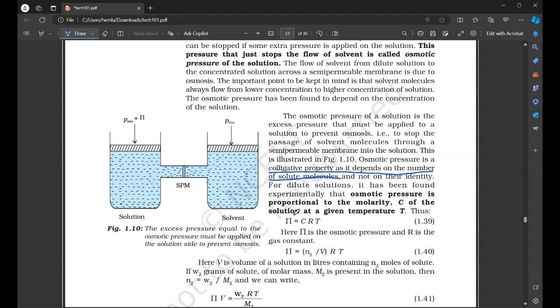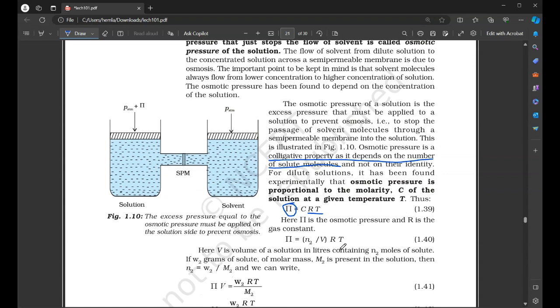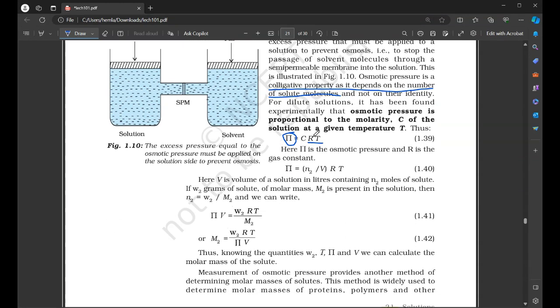तो ये जो होता है ये है osmotic pressure, which is proportional, which is equal to CRT. R is the gas constant, of course, because it was proportional. तो here C को replace करके they have written number of moles upon volume, understandable.